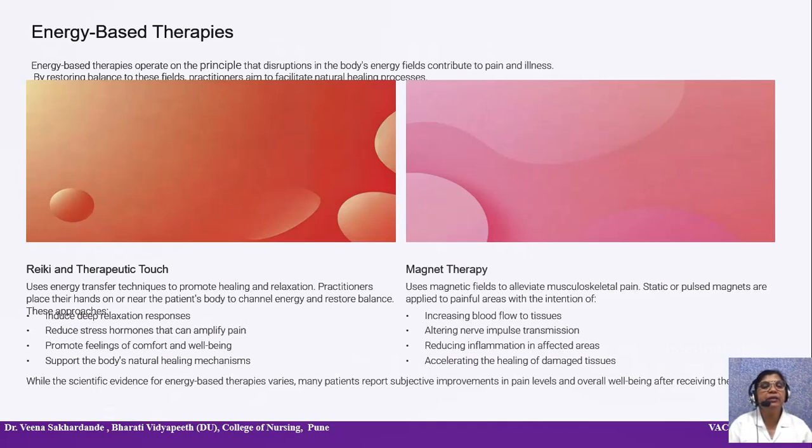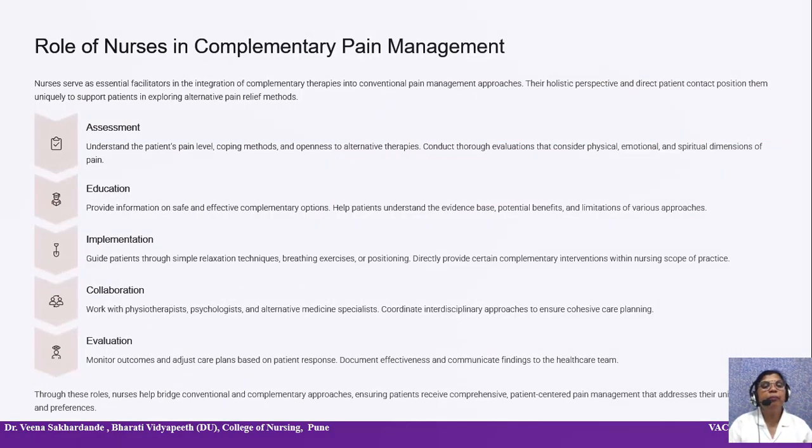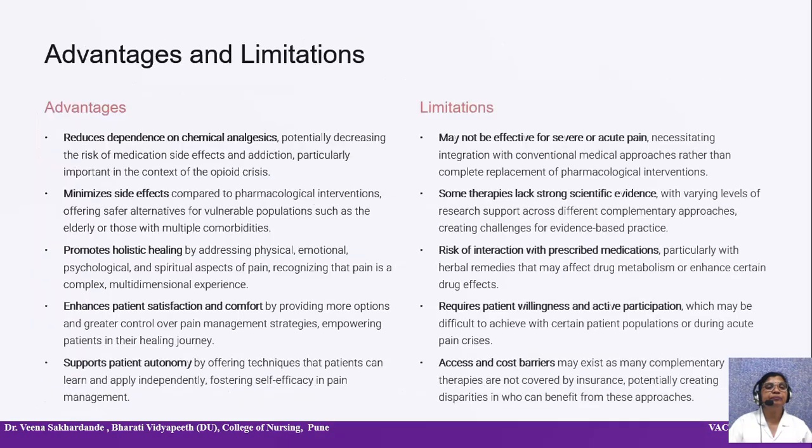Basically these are practiced in patients with cancer pain or carcinoma or rheumatoid arthritis who are having chronic pain. So what is the role of the nurse in complementary therapy in pain management? Again, assessment, education, implementation, collaboration, evaluation, which is very important. Assessment of how the patient is coping with the pain, how he is practicing the therapy, educating them, making them aware of how to go through it. Implementation, collaboration and evaluation. These are the five aspects of the role of the nurse in complementary pain management.